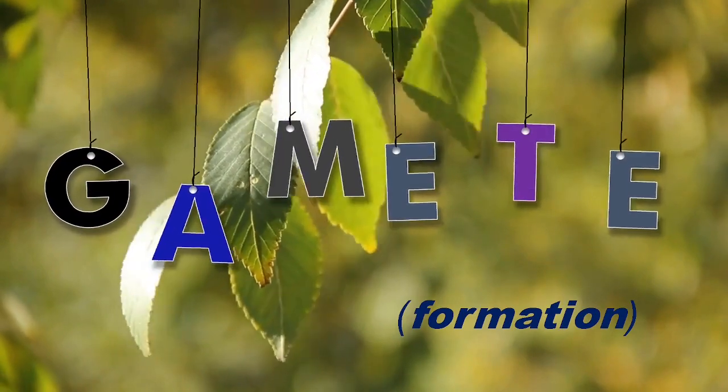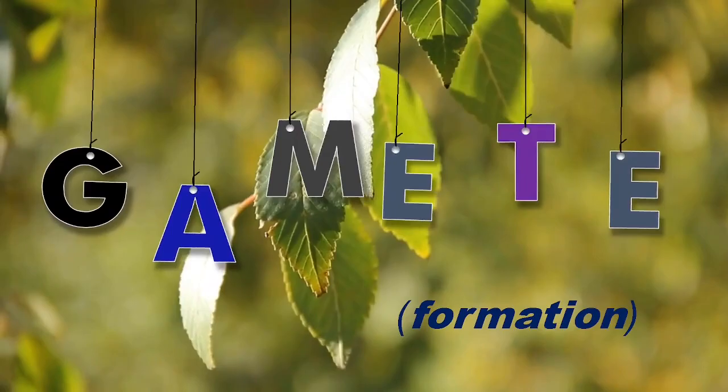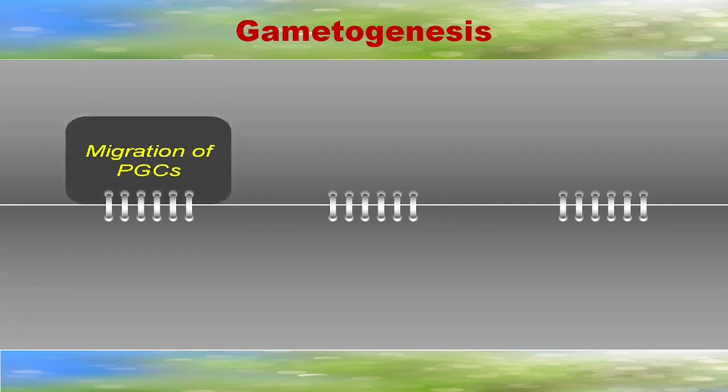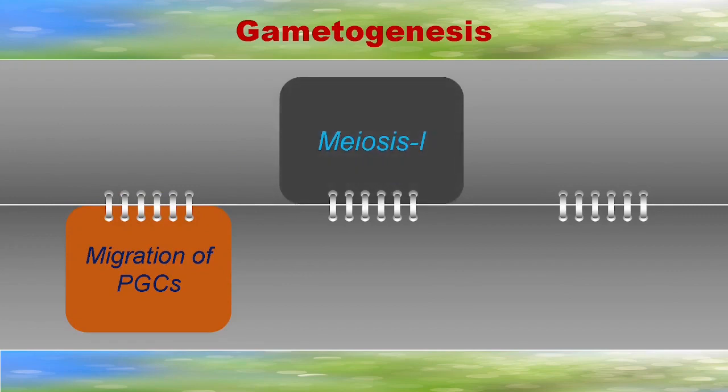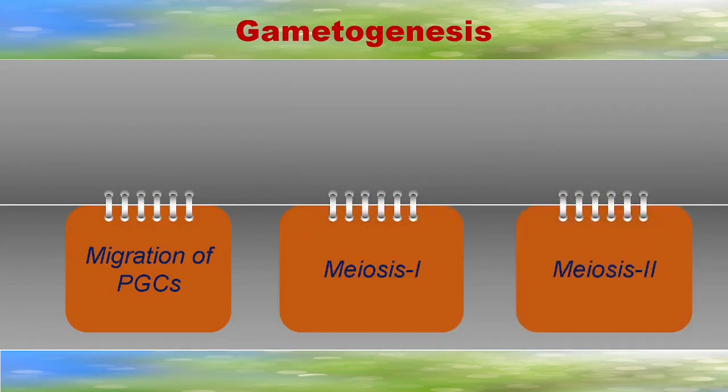Today we will learn the formation of gametes. Gamete means it may be an oocyte or the spermatozoa. So how are the oocyte and spermatozoa formed? Here we will discuss three important points to understand gametogenesis: first, migration of primordial germ cells, then meiosis 1 and meiosis 2. So let us discuss one by one.